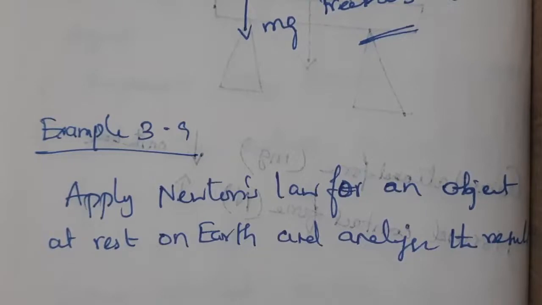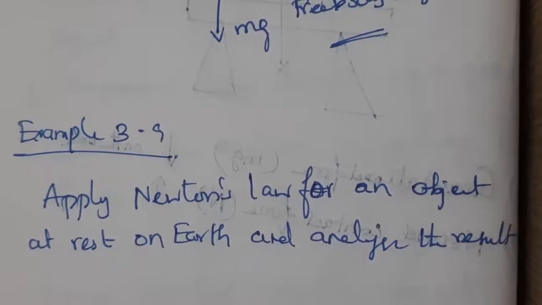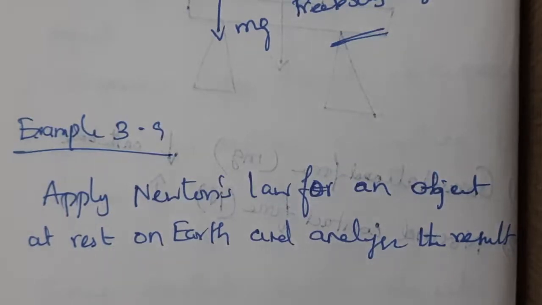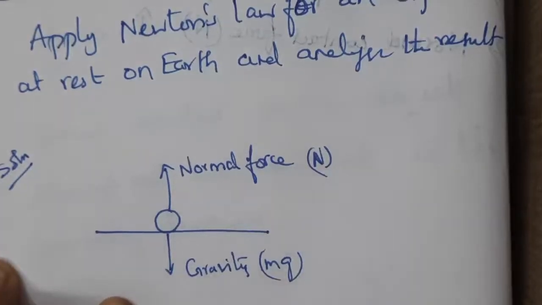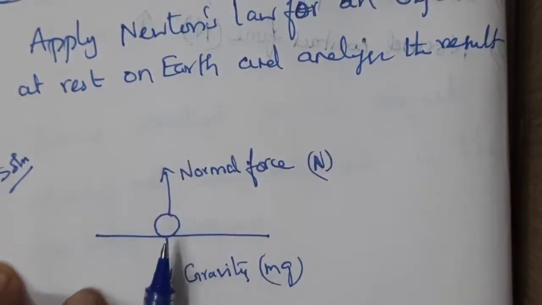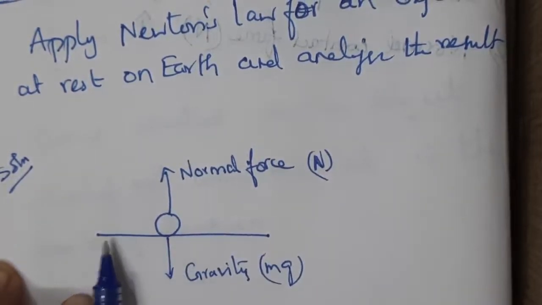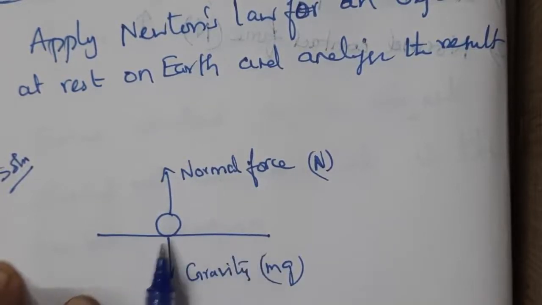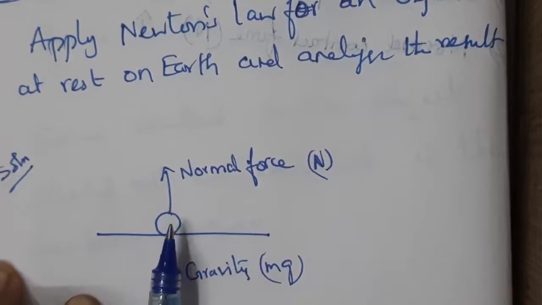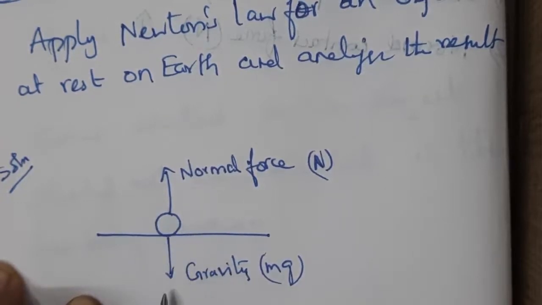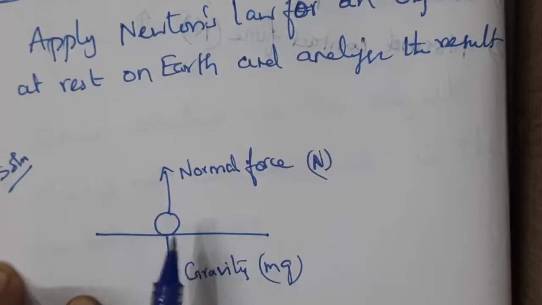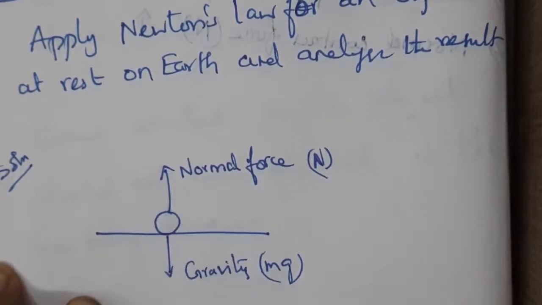Next problem, example 3.9. Apply Newton's law for an object at rest on Earth and analyze the result. Let's draw a figure. This is an object, maybe a ball or anything, at rest on the Earth. This is the Earth's surface. So obviously we know there is gravity. Gravitational force mg is acting downward and the normal force is acting upward.